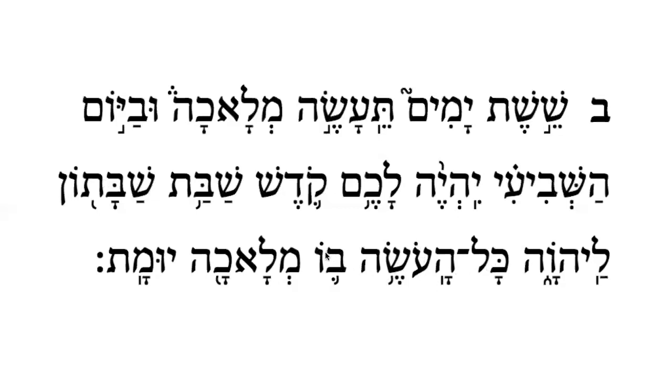And this is a vet with a cholem, and this is a vav with a cholem above it. So this is o, so vo, which means the vet means in, the o means it. Okay, in it. Kol ha'oseh vo, anyone who does any work in it. Okay, on it, meaning on that day, on the Shabbat day.